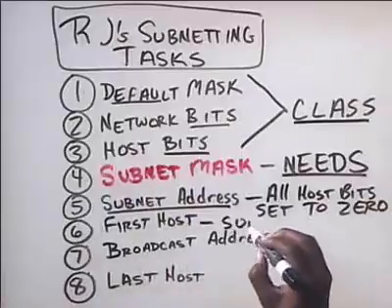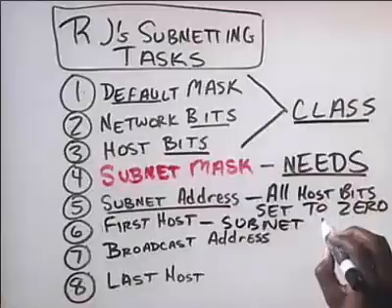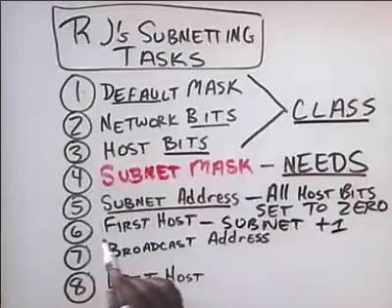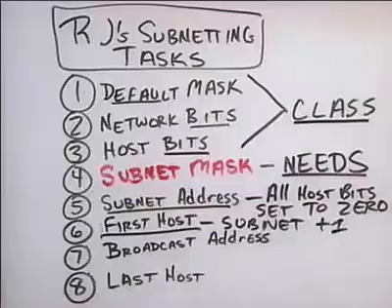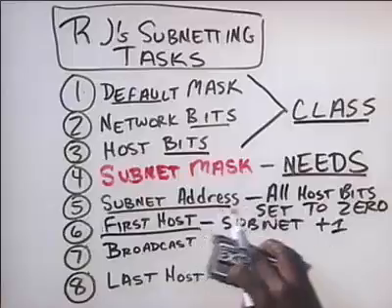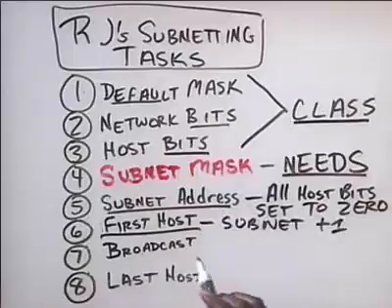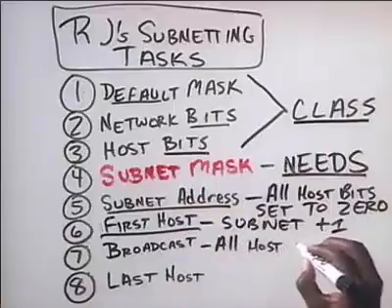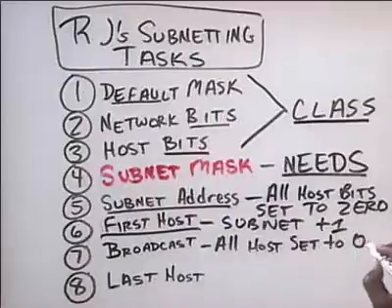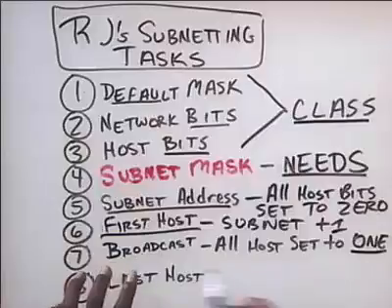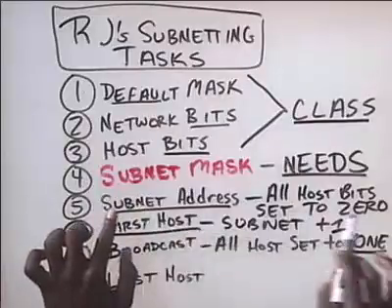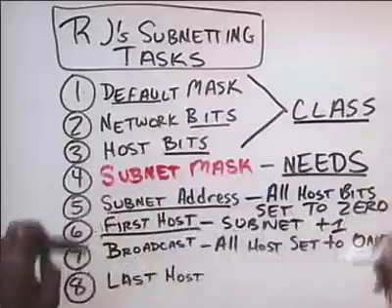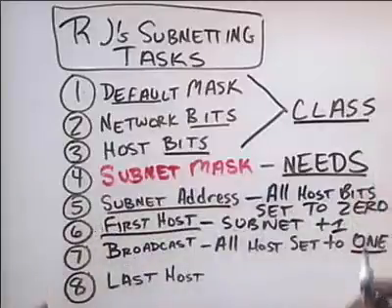And then the next rule, the first valid host address, will be the subnet address plus 1. That's the rule on finding the first host address. And then there's the broadcast address. The rule here is set all host bits to 1. So set all host bits to 1 to find the broadcast address, and set all host bits to 0 to find the subnet address. There are exact opposites there, and we'll see how those work.